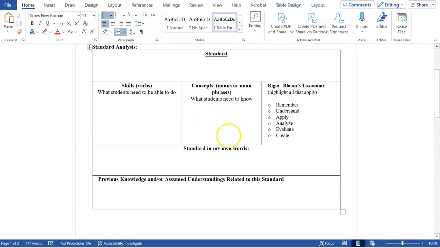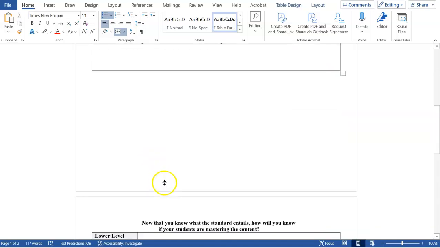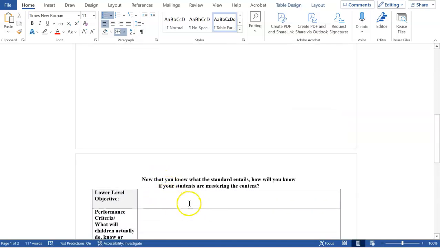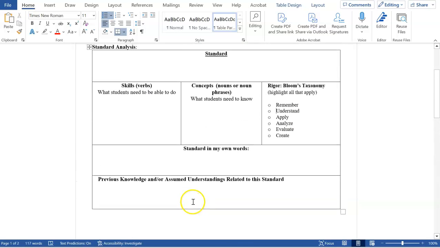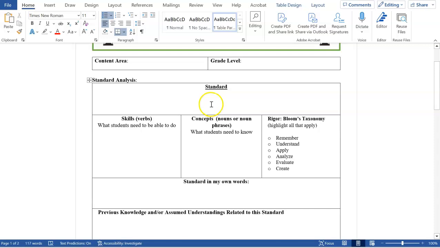Remember, the concepts are the nouns within the standard, and those are the things that the students would need to know. So again, once we have these two pieces, it makes it a lot easier for us to write our objectives, which will be on the next page, because we've already defined what it is that students will need to know and to be able to demonstrate to master this standard.